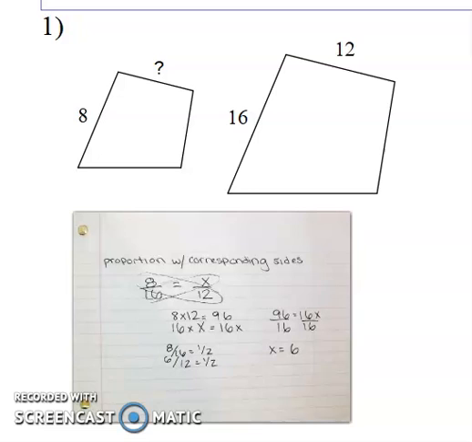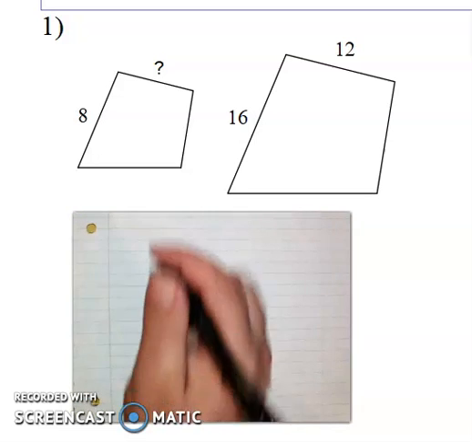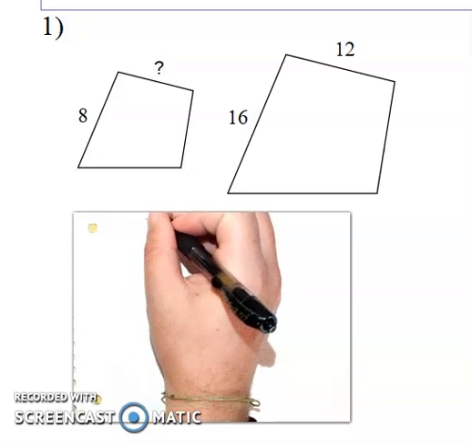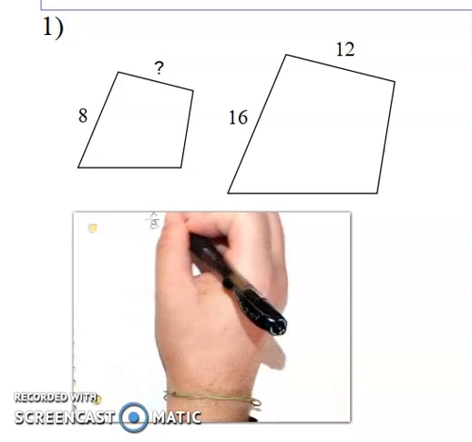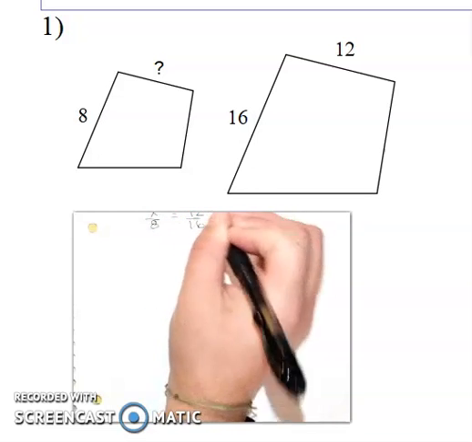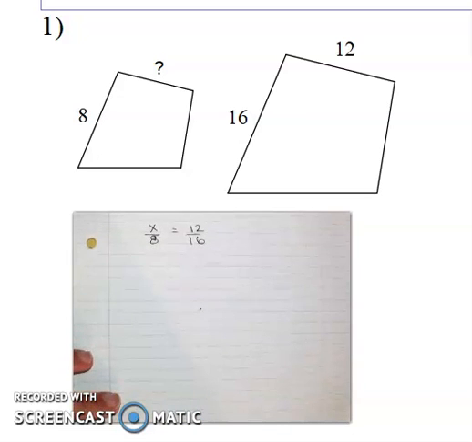The other thing I could do is this. I could come up with a proportion between the sides. So I'm going to just move my paper up, and I'm going to say x over 8 is the same as 12 over 16. Now, I'm going to slide my paper down a little so we can see.